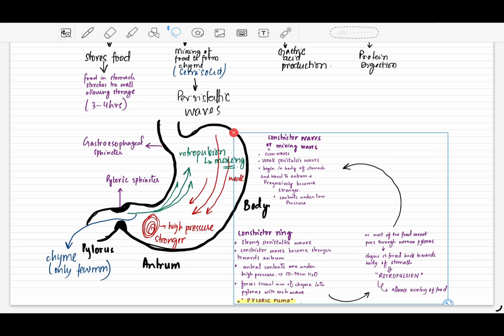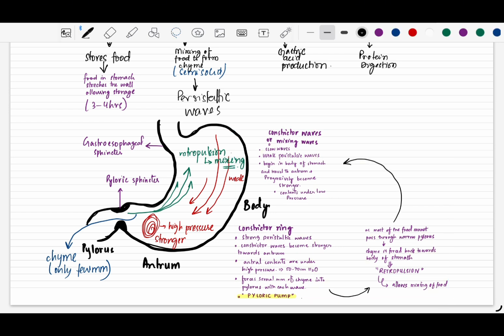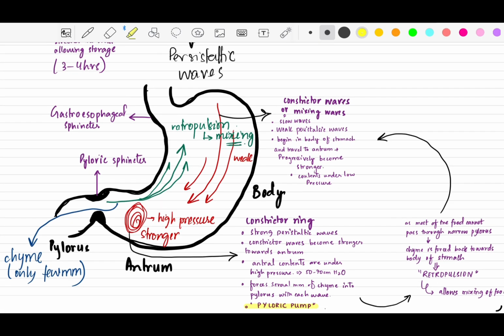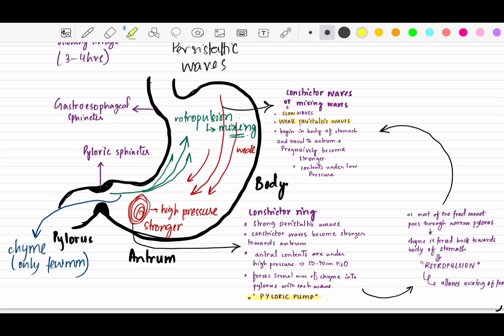Now let's also read the text. We have the constrictor waves first. These were the constrictor waves, and then this was the constrictor ring. Now what happens is that these constrictor waves are slow waves with weak peristaltic activity beginning in the body of the stomach and traveling through the antrum. Progressively they become stronger. However, the contents are going to be under low pressure. Once they enter the antrum, they become strong peristaltic waves. Again, the similar pointer is mentioned that constrictor waves become stronger towards the antrum. The antral contents are going to be under high pressure, somewhere around 50 to 70 centimeters of water, and this forces several millimeters of chyme into the pylorus, and that's why we also call these waves the pyloric pump.